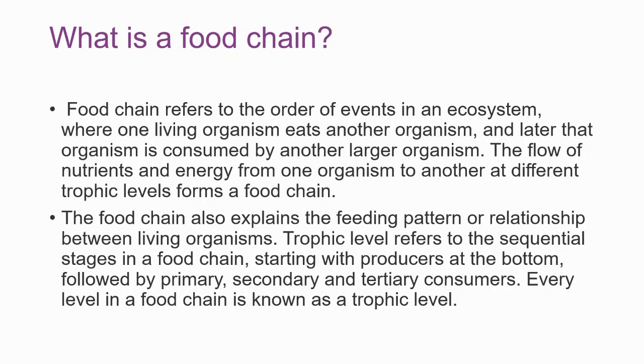Trophic level refers to the sequential stages in a food chain, starting with the producer at the bottom, followed by primary, secondary, and tertiary consumers. Every level in a food chain is known as a trophic level. You can see the video on trophic level, in which we have discussed every aspect of a trophic level.